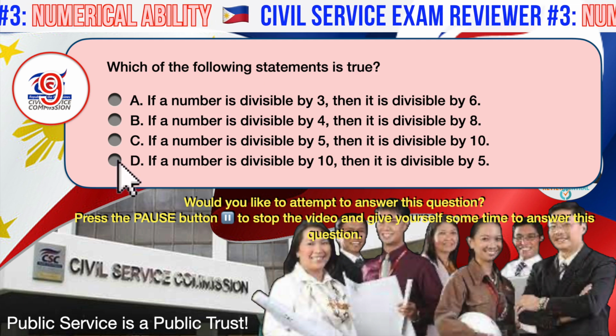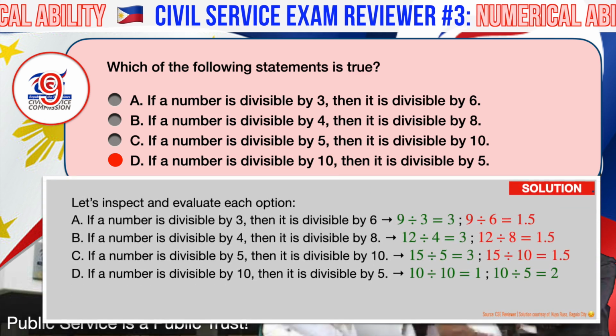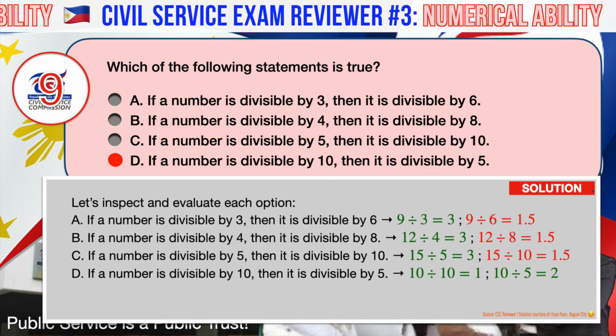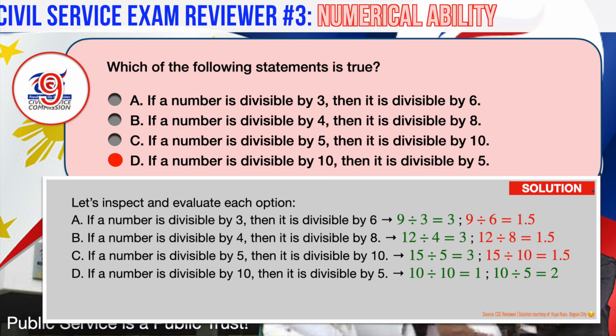The correct answer is D. If a number is divisible by 10, then it is divisible by 5. Let's inspect and evaluate each of the given answer choices. Answer choice A. If a number is divisible by 3, then it is divisible by 6.